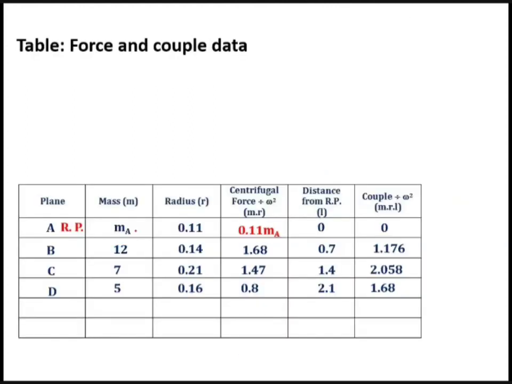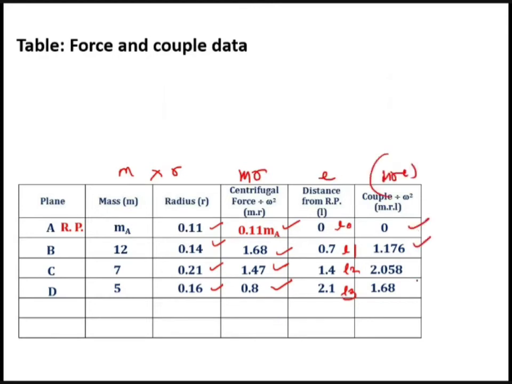Okay. And finally, I am completing this table. So how have I completed this table? Mass is 12, 7, 5. Radius is given as 0.11, 0.14, 0.20, 0.16. So multiply this mass M with respect to the R. You are getting this column. Then distance. This is L0, this is L1, this is L2, this is L3. So multiply this MR with this L. You are getting this MRL, that is the couple.